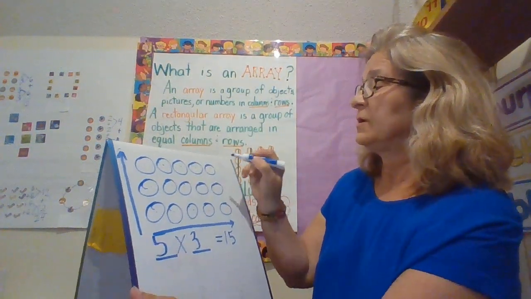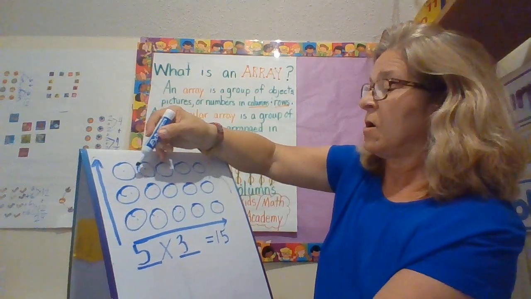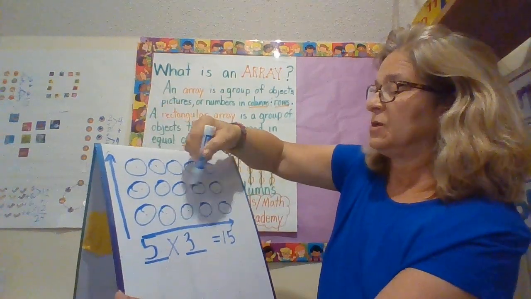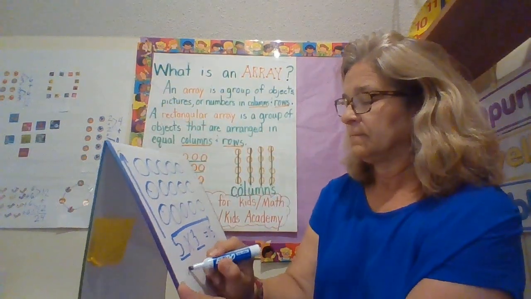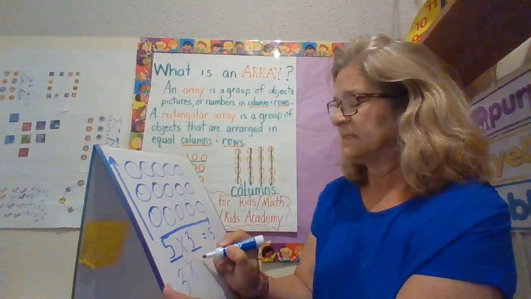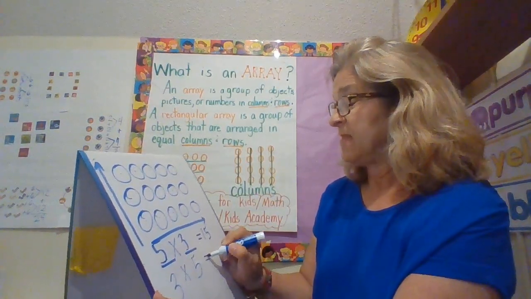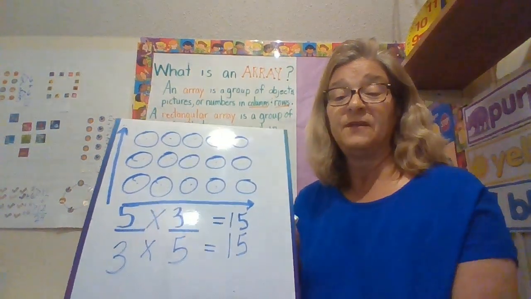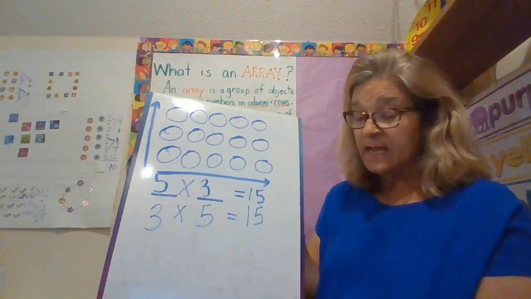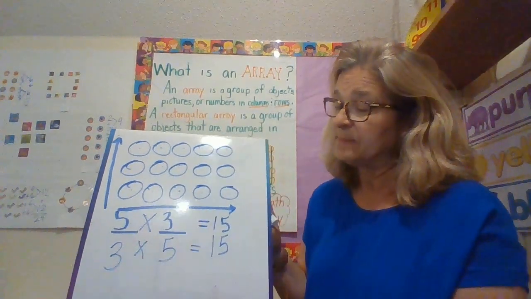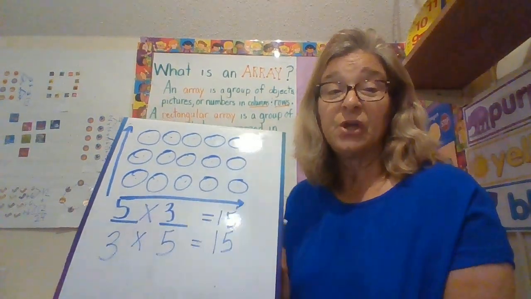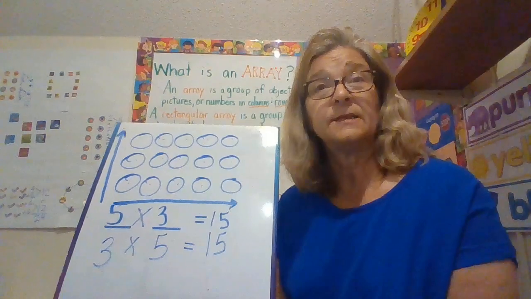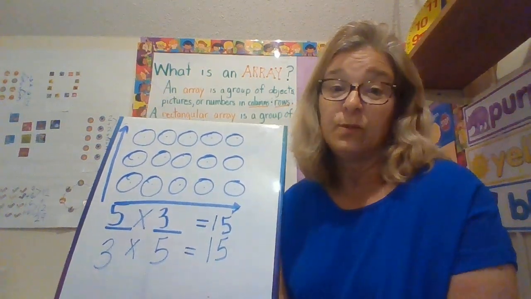We could also do it this way. There are 1, 2, 3 rows times 5, and that is also equal to 15. So 5 times 3 is 15, and 3 times 5 is 15. Just like 2 plus 1 is 3, and 1 plus 2 is 3.